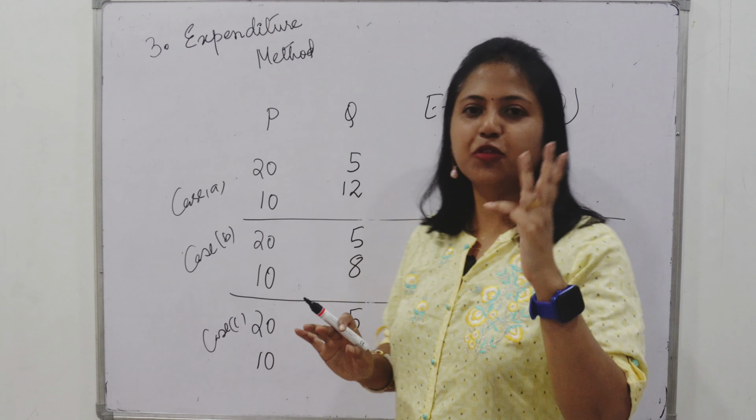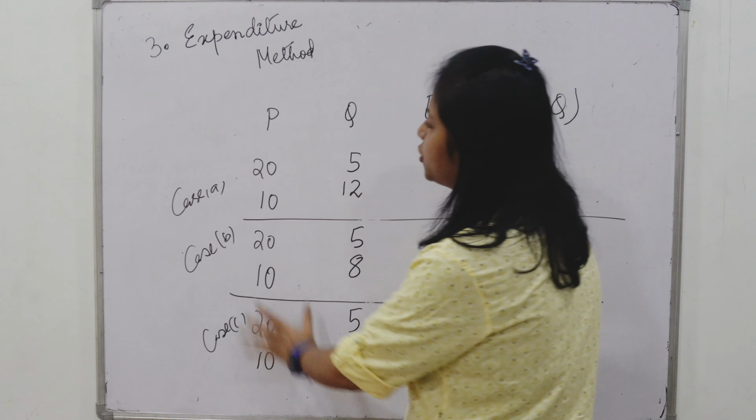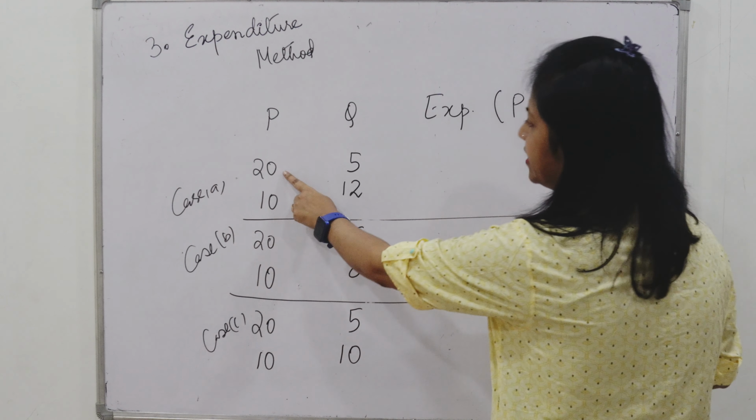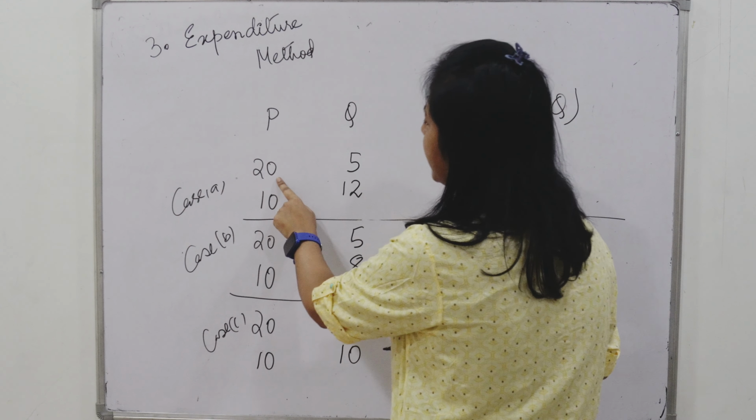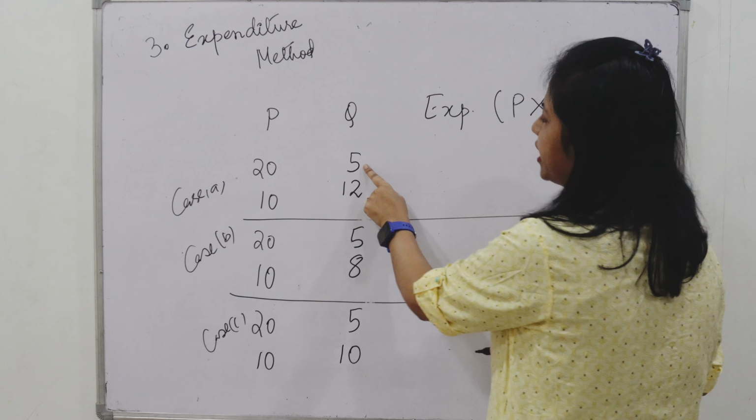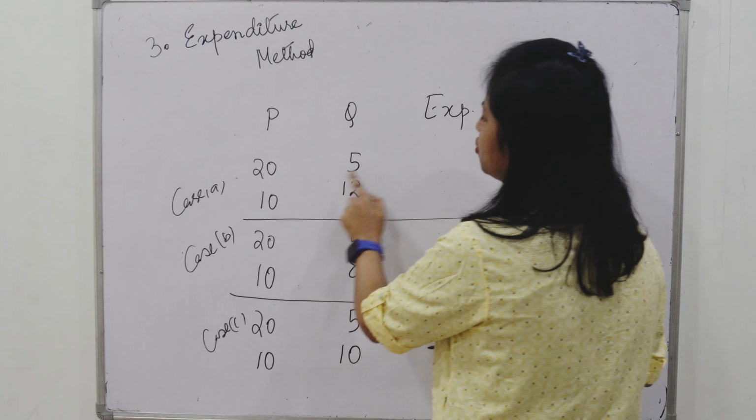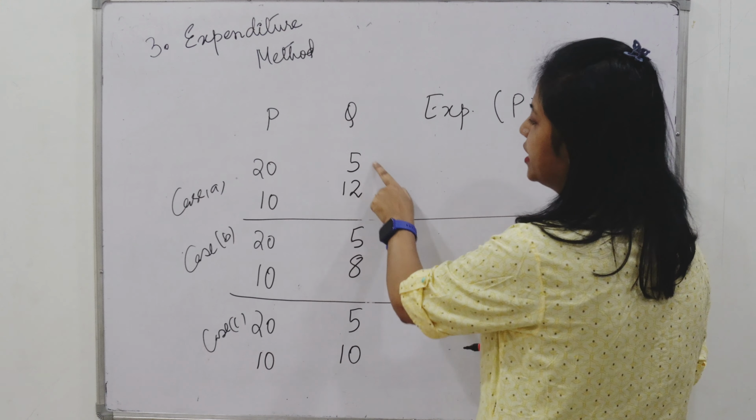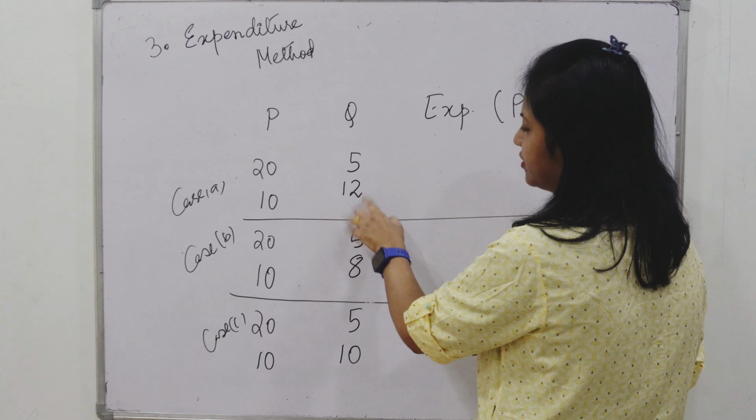It's very simple. We are trying to associate the elasticity of demand with the expenditure of the consumer. So let's take up three different cases. It's very easy. You can see case A. Suppose the price of the product was 20. I bought 5. The price dropped to 10, so I bought more, so I have increased my demand from 5 to 12. This is case A.